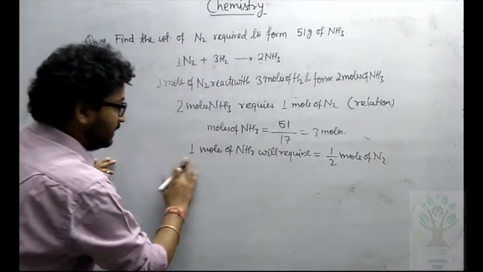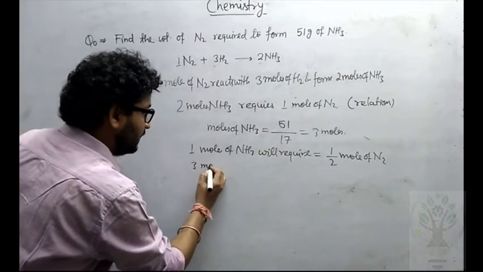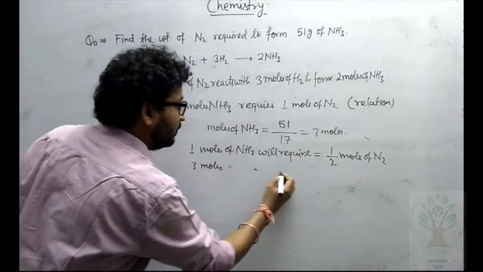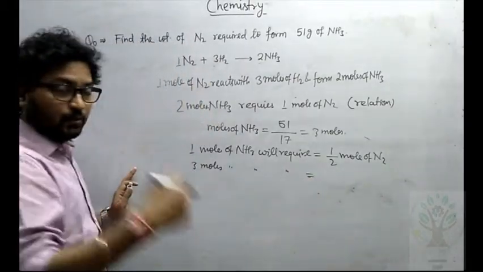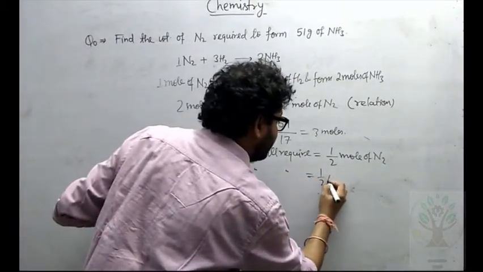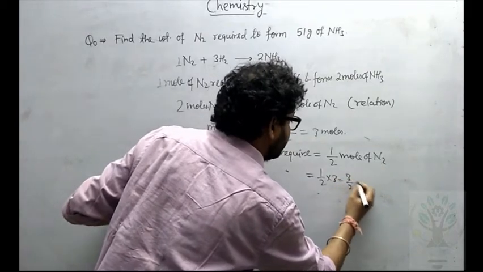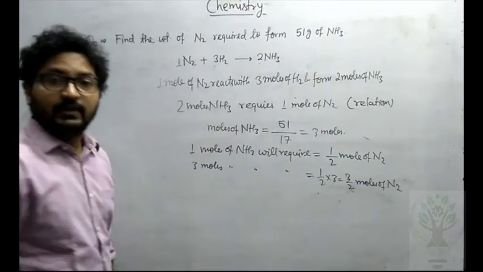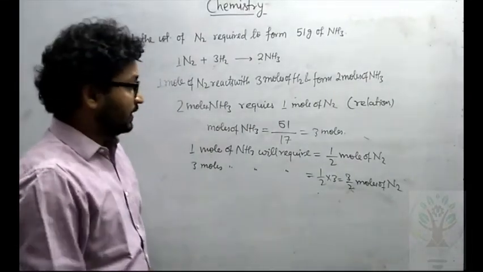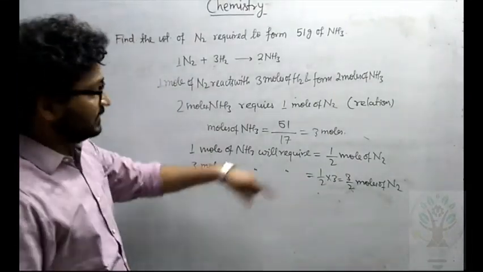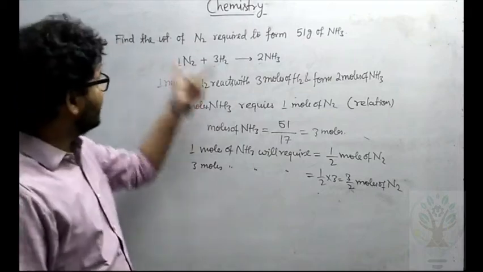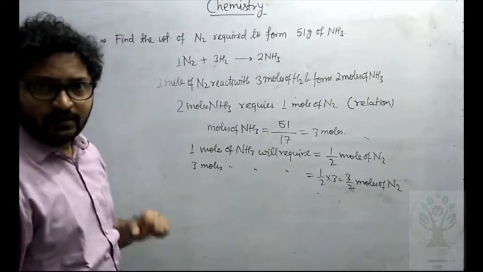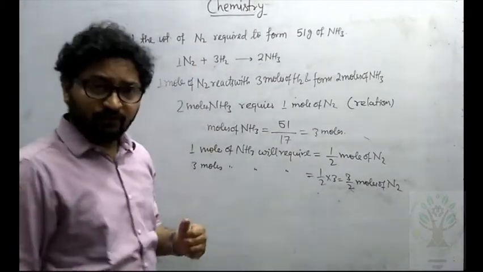But I don't have 1 mole. I have 3 moles. So 3 moles of ammonia will require how many moles of N2? Half into 3, that is 3 by 2 moles of N2. 3 by 2 moles of N2. So did they ask us moles of N2? No, they asked us the weight of N2 required. They asked us the weight of N2 required.